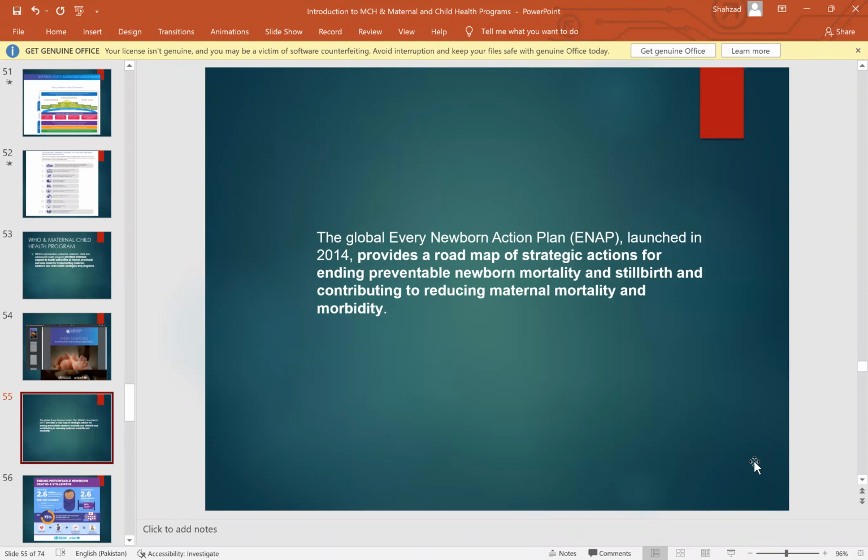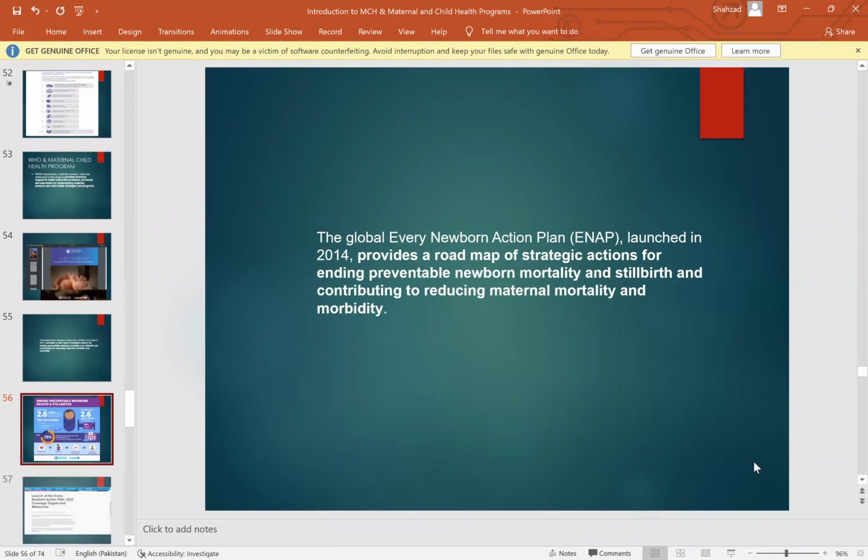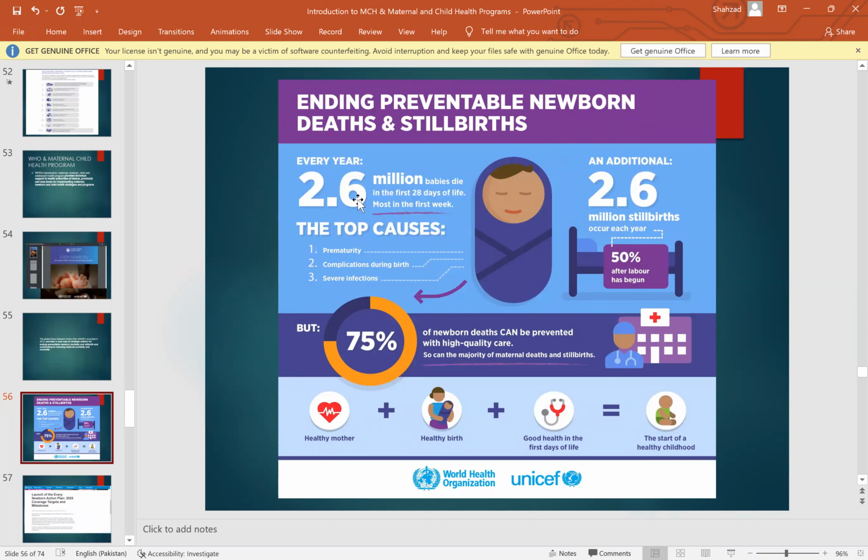This ENAP, the Global Every Newborn Action Plan, launched in 2014, provides a roadmap of strategic actions for ending preventable newborn mortality and stillbirth and contributing to reducing maternal mortality and morbidity. Ending preventable newborn deaths and stillbirths: every year 2.6 million babies die in the first 28 days of life, most in the first week. Top causes are prematurity, complications during birth, and severe infection. In addition, 2.6 million stillbirths occur each year, 50% after labor has begun. But 75% of newborn deaths can be prevented by high quality care. So a healthy mother leads to a healthy birth, and good health in the first days of life leads to the start of a healthy childhood.